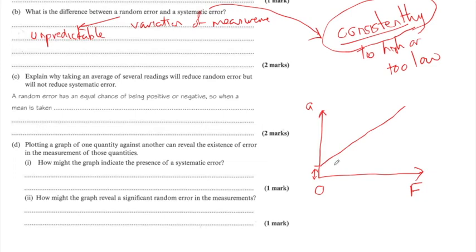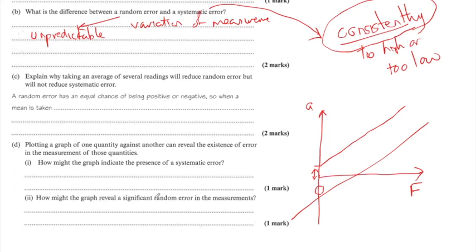So the way you know that you've got a systematic error is when you plot a line graph, and your intercept on the y-axis is either too high or too low. If it goes through zero, you know you haven't got a systematic error.